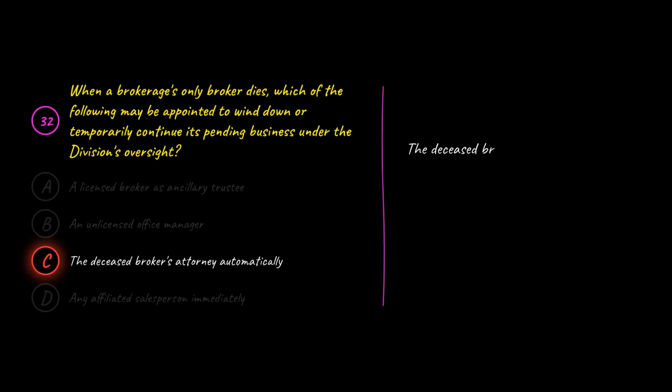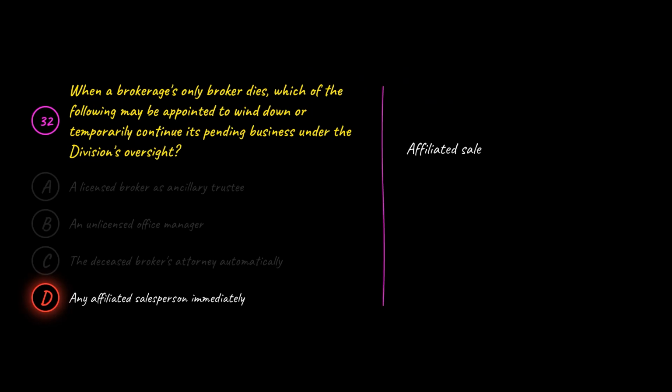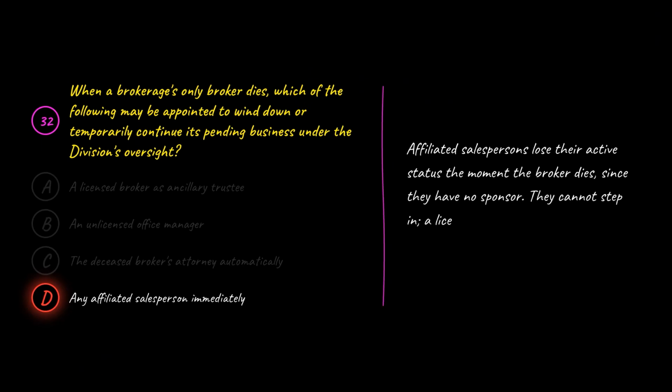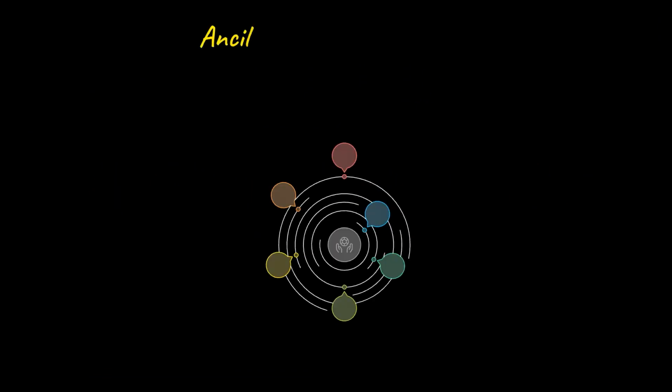C is wrong because the deceased broker's attorney is not automatically empowered to run the brokerage. The mechanism appoints a licensed broker as ancillary trustee to handle pending business. D is wrong because affiliated salespersons lose their active status the moment the broker dies. Since they have no sponsor, they cannot step in. A licensed broker serves as ancillary trustee instead. When a one-broker firm loses its only broker, Ohio law doesn't leave clients stranded. A special mechanism exists to keep pending deals and trust funds protected during the transition.